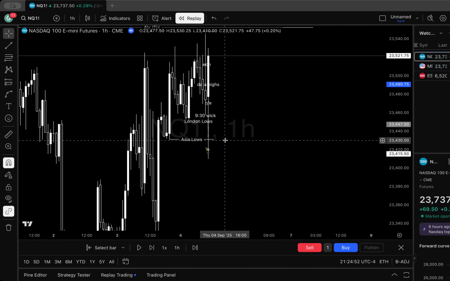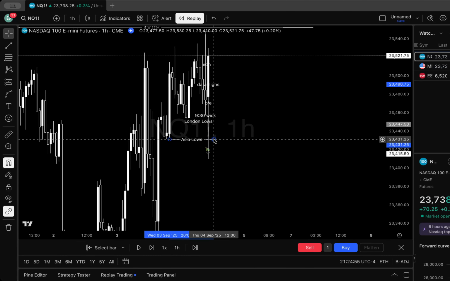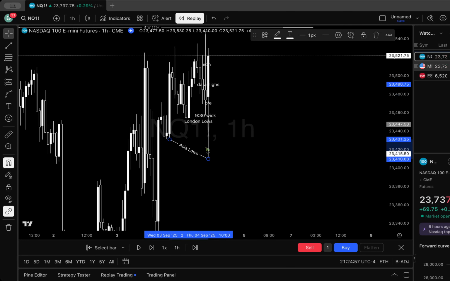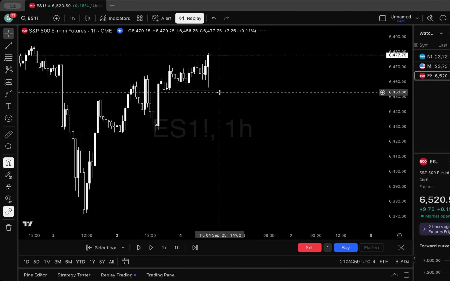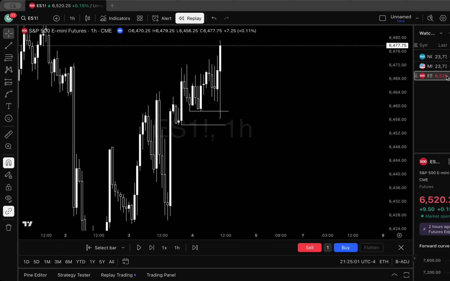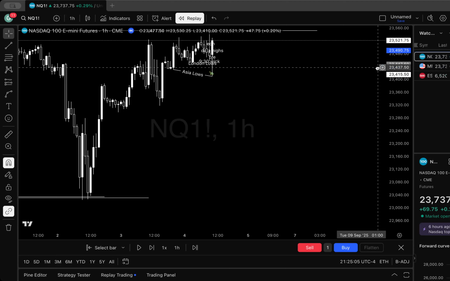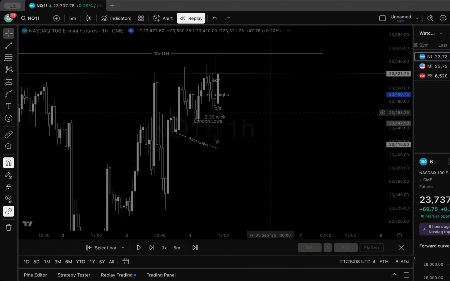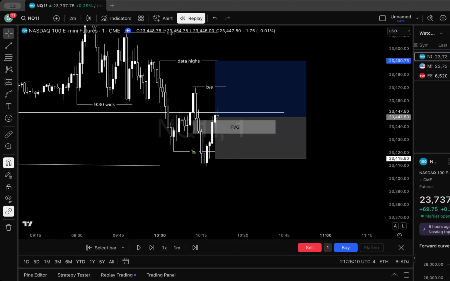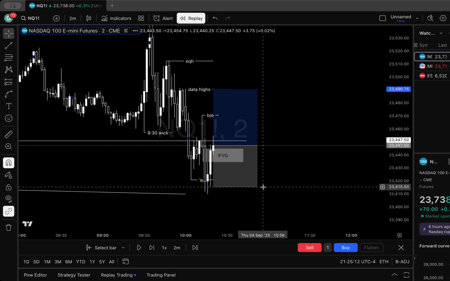This inverses on this candle, so I entered there, and this was also really good because we did have an SMT with Asia lows. So NQ took out Asia lows, ES did not. So this was a really, really A plus setup here. Yeah, this was just beautiful. It's like bread and butter.